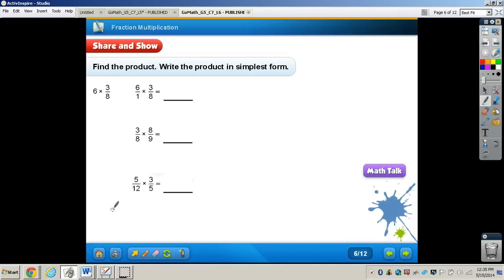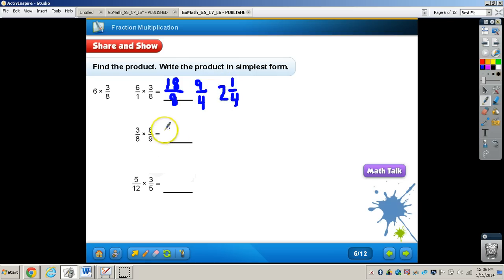Let's turn over to page 313, and let's do number 1 together. Then I'll have you do the next few by yourself. So we have 6 over 1 times 3/8. First of all, change that whole number to a fraction, 6 over 1. We multiply the numerators together, 6 times 3 giving me 18. Multiply the denominators giving me 8. Taking this down to simplest terms, this could be 9 over 4. Changing that to a mixed number will be 2 1/4.